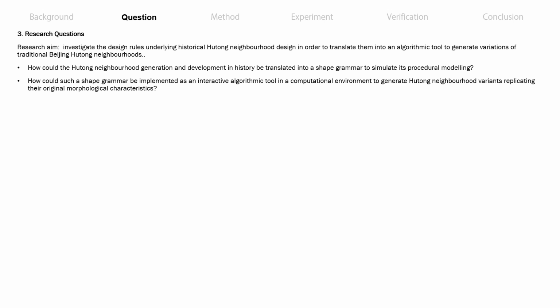We proposed two research questions. First, how could the Hutong neighborhood generation and development history be translated into a shape grammar to simulate its procedural modeling? Second, how could such a shape grammar be implemented as an interactive algorithmic tool in a computational environment to generate Hutong neighborhood variants replicating their original morphological characteristics?